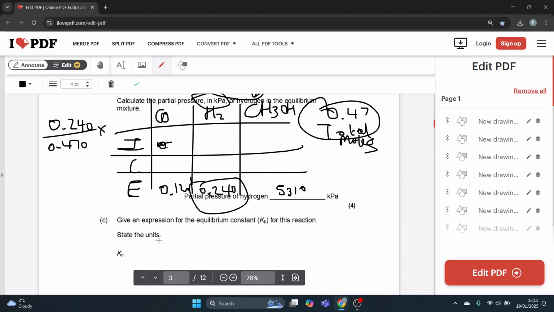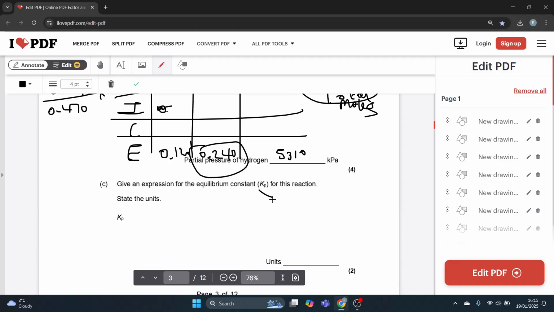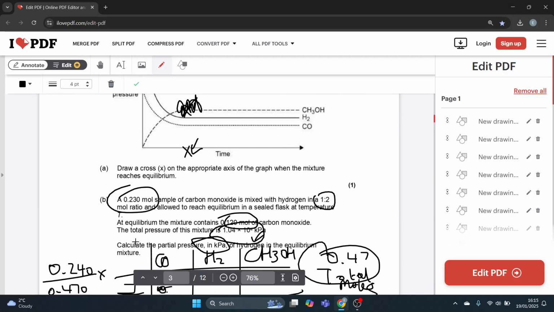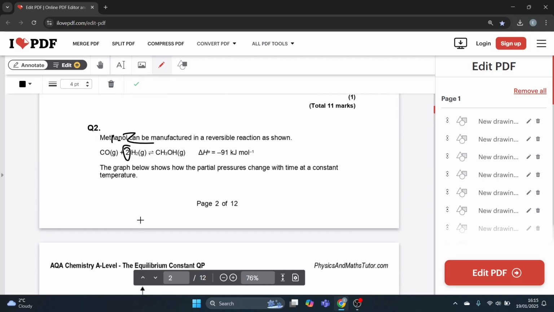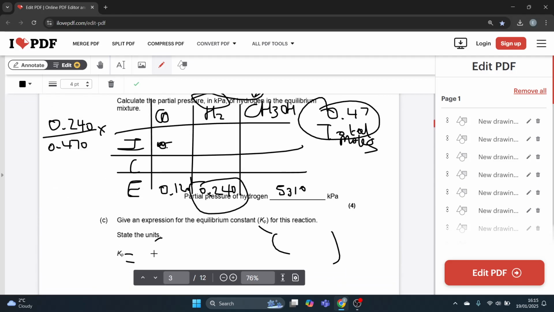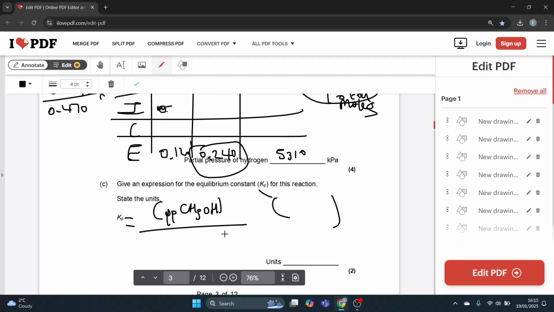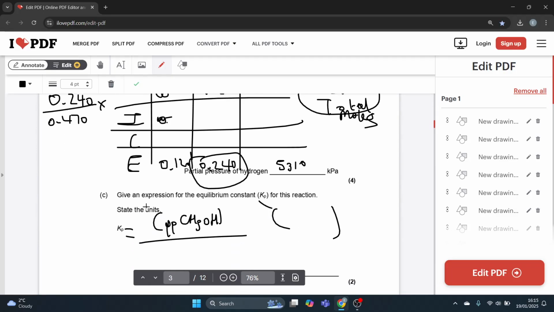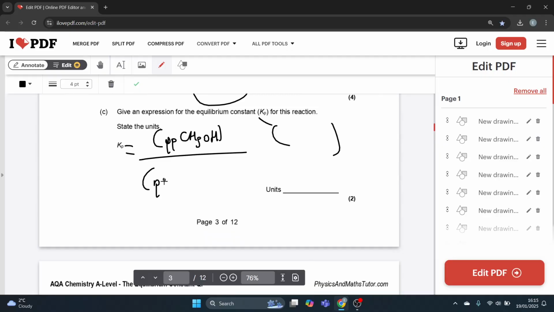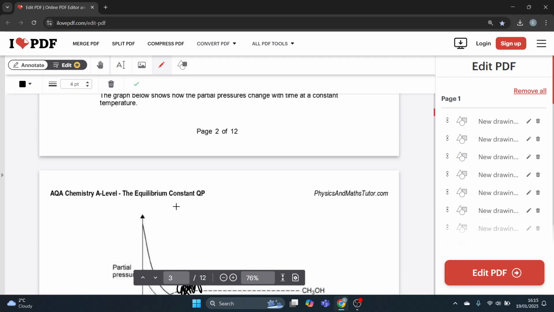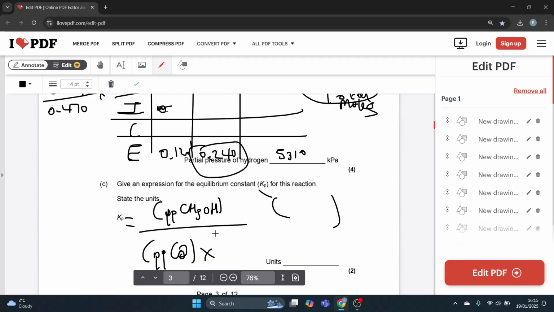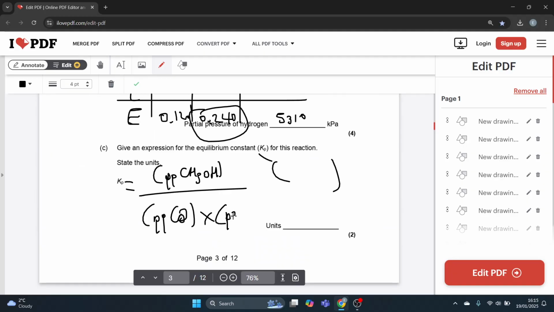Pretty simple. Given the expression for the equilibrium constant Kp, in curly brackets, it's going to be the partial pressure of methanol, products over reactants, divided by the partial pressure of carbon monoxide, times the partial pressure of hydrogen, but in this case we have 2 moles of hydrogen, so it's going to be squared.